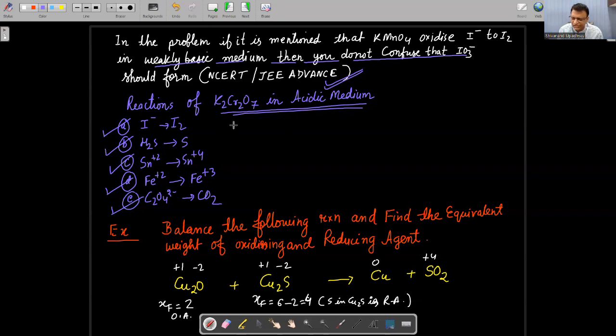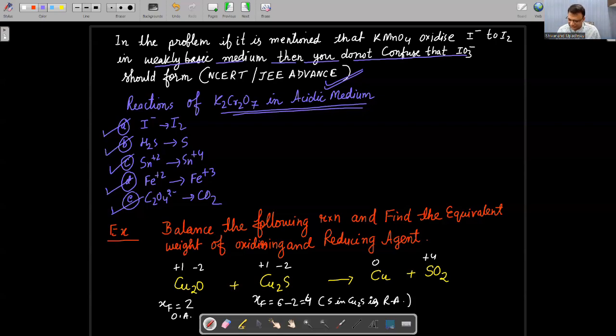So there is no confusion in the reactions of K2Cr2O7, and K2Cr2O7 is an oxidizing agent only in acidic medium. In basic medium it cannot exist. It is converted into K2CrO4.